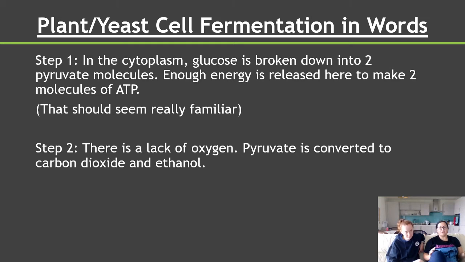I just said it about 3 minutes ago for animal cell fermentation, and I said it before for the aerobic respiration. So this step 1, this is the thing I'm trying to get into your heads here, the step 1 is the same for all forms of respiration. So all forms of respiration do step 1 in the cytoplasm, glucose, 2 pyruvate, 2 ATP. Step 2, however, for plant and yeast cell fermentation, there's a lack of oxygen, pyruvate is converted to carbon dioxide and ethanol. Easy enough.